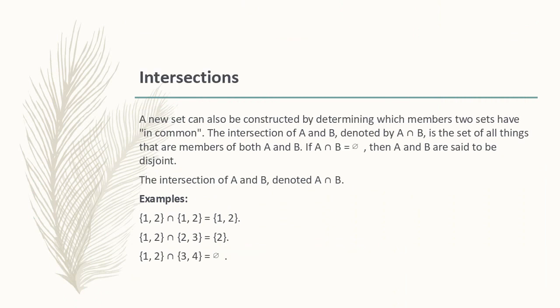Next, intersection. A new set can also be constructed by determining which members two sets have in common. In intersection, we just write the common members. In examples, we can see {1, 2} intersection {1, 2}. Here both 1 and 2 are common, so we write {1, 2}. The next example is {1, 2} intersection {2, 3}. We write only 2, because 2 is common between these two sets. And the third one is {1, 2} intersection {3, 4}. Nothing is common, so we write the empty set, or only blank curly brackets.